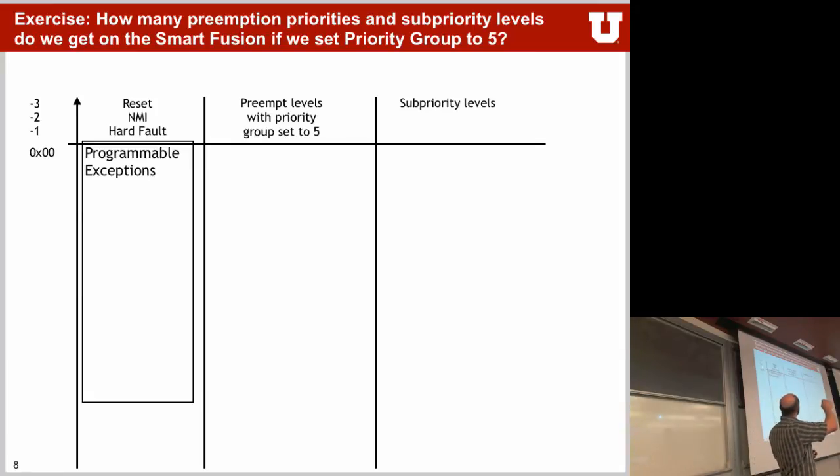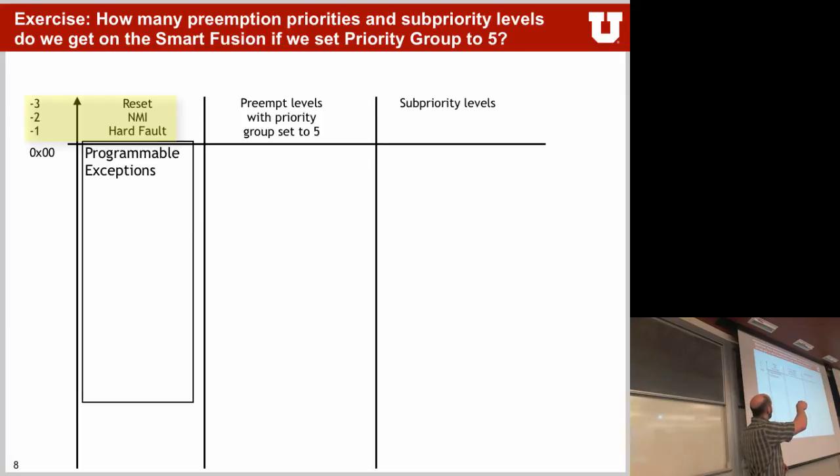Well, we have 3 interrupts up here that have priority -3, -2, -1. So that's the reset vector, NMI, and hard fault. Reset vector has -3 because there's nothing higher than this. You cannot stop the system from resetting. NMI stands for non-maskable interrupt. It's another one of these interrupts that you can't turn off. If that interrupt happens, it will execute the NMI interrupt handler.